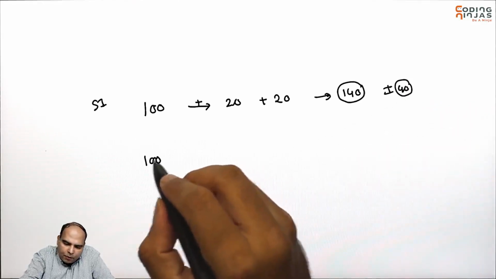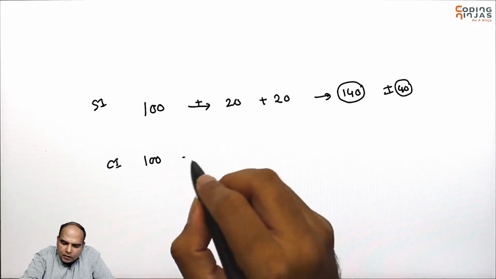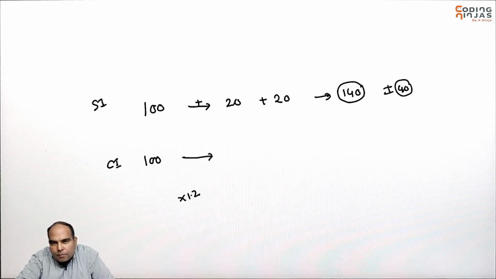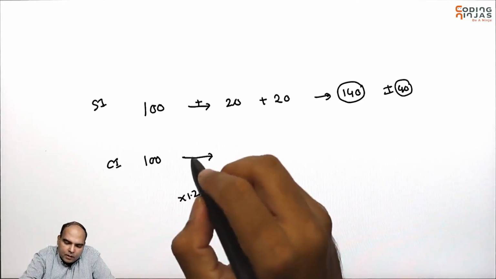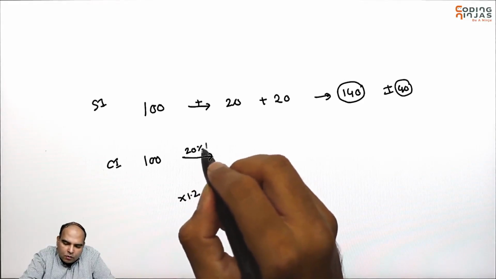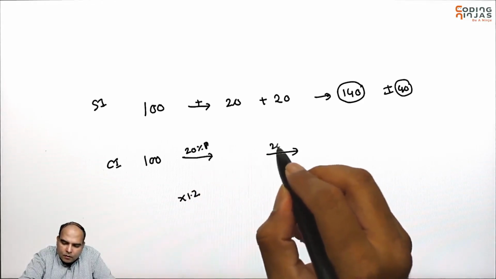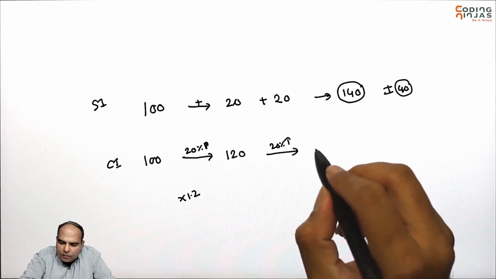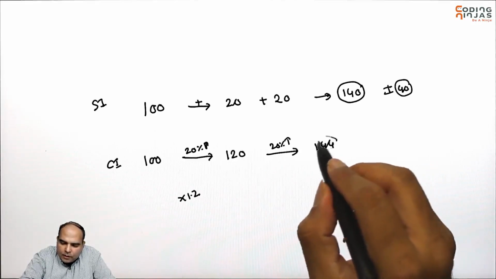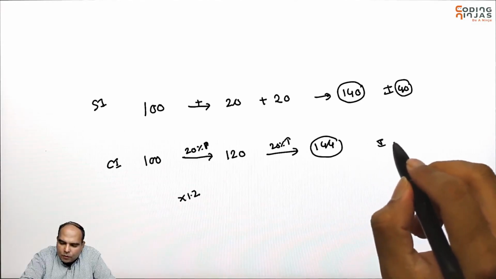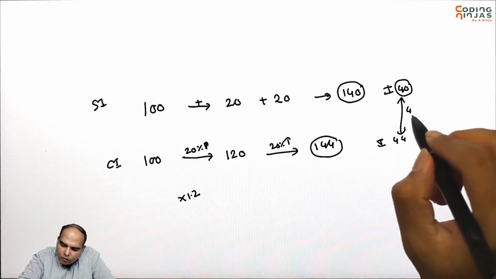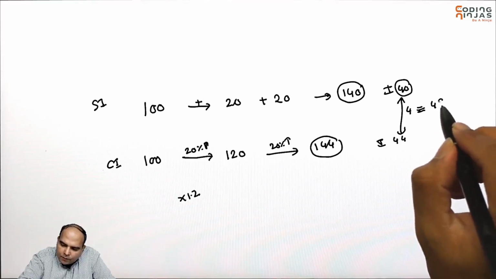And under the compound interest construct, there is a multiplication by 1.2 because there is a 20% per annum compound interest component. So there is a multiplication of 1.2, which means that there is a 20% growth 2 times. So this will become 120 and this will become 144. And you can see that the interest earned here is 44 on 100, and the difference between the interest earned is 4, which is given to you as 48.